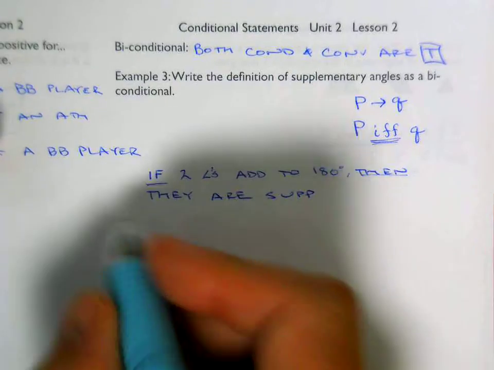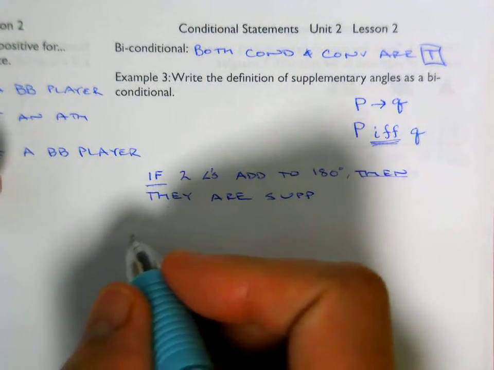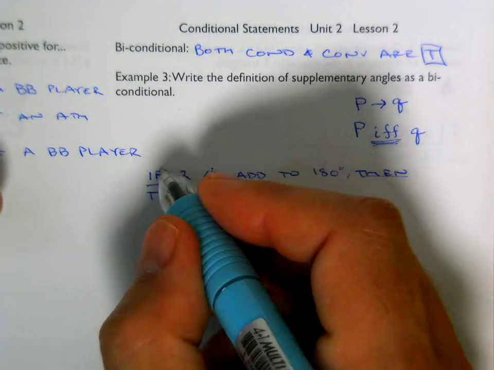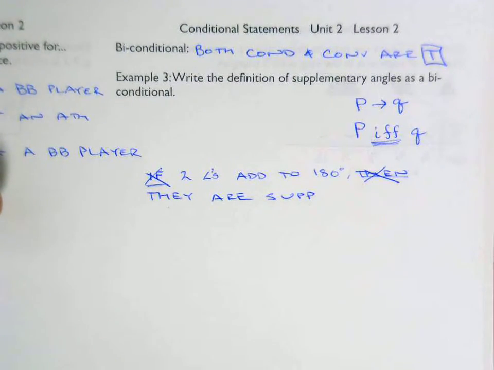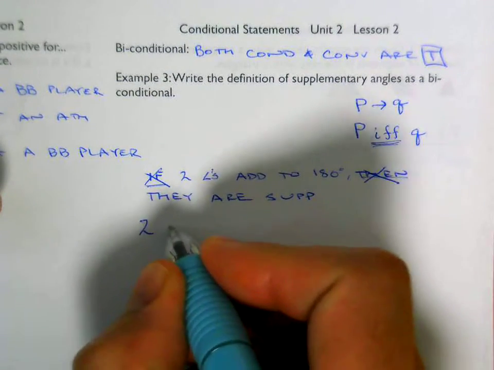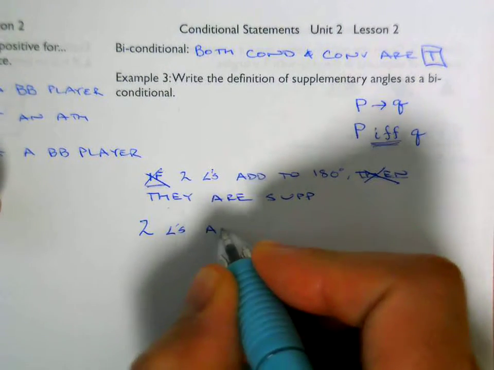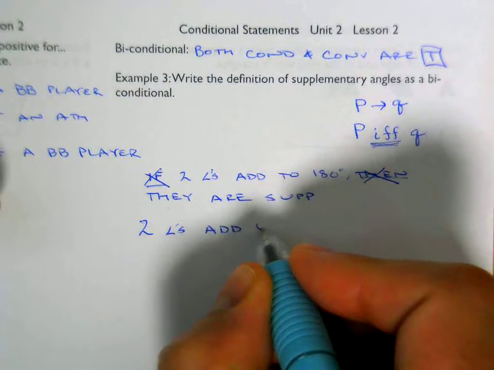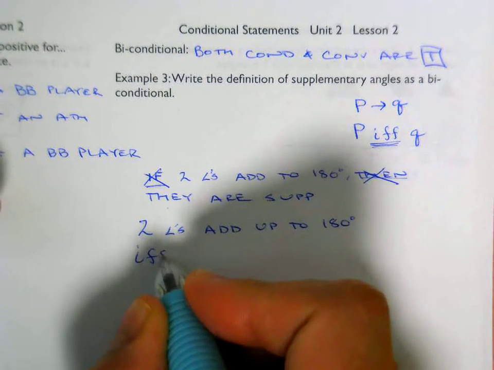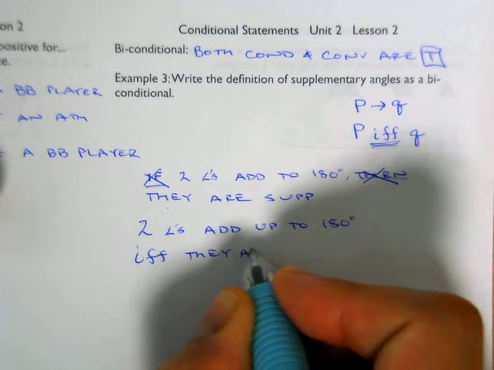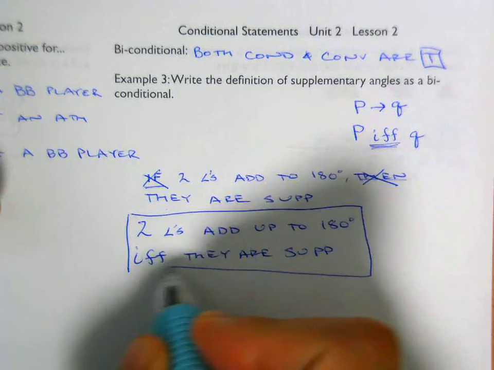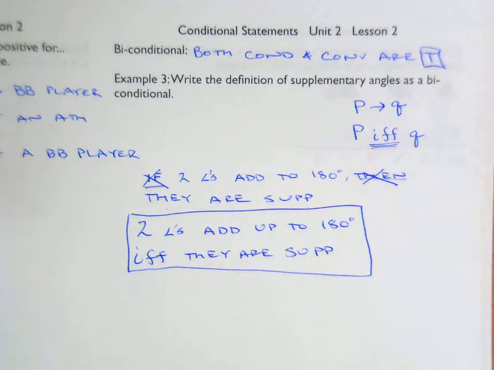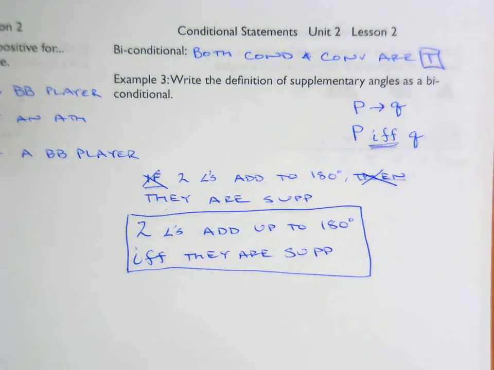Okay, but we want to write this as a biconditional, which kind of says both in the same thing. So we're going to drop the if and the then, and we're going to put an if and only if in the middle. So we'll say two angles add to 180 degrees if and only if they are supplementary. And of course, I could say it the other way as well. Two angles are supplementary if and only if they add up to 180 degrees.